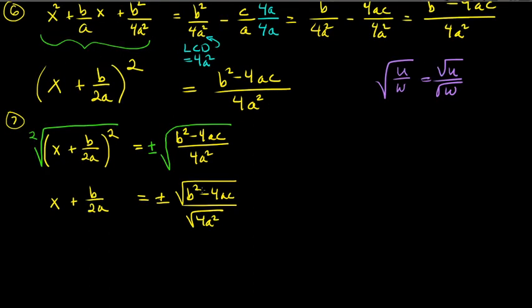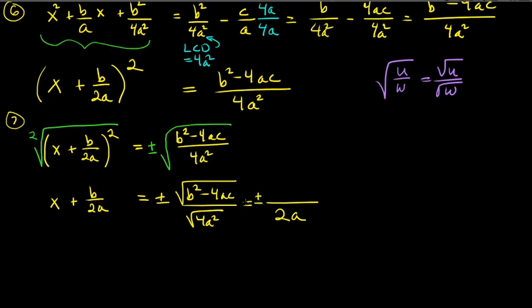Okay. Well, look at the denominator, right? The square root of 4 is 2, and the square root of a squared is a. Well, absolute value of a, but we're assuming a is positive, but it works out either way. So don't worry about that, right? So the square root of 4a squared is just 2a. Now, what about the numerator here?